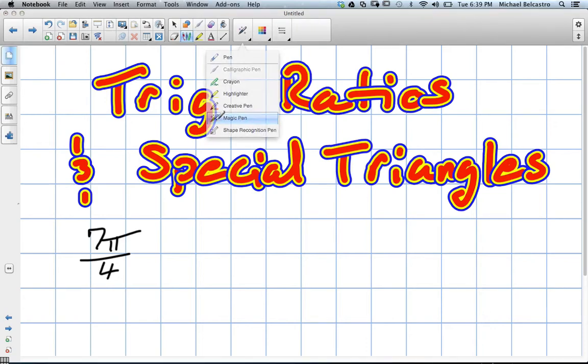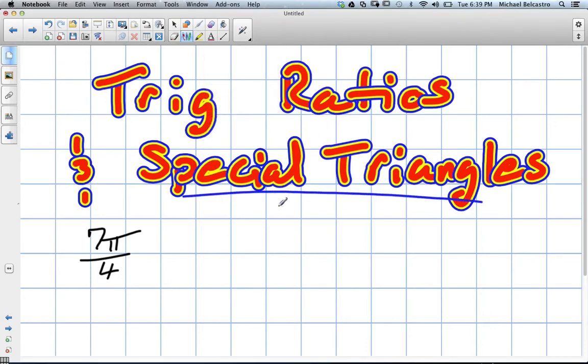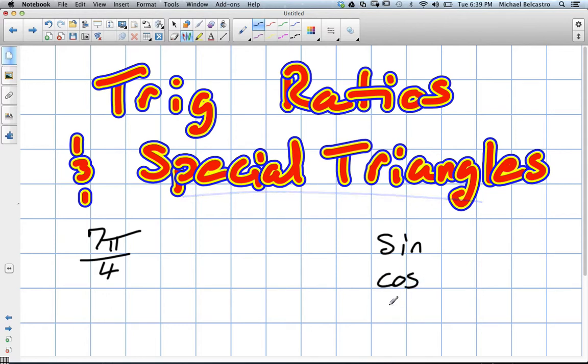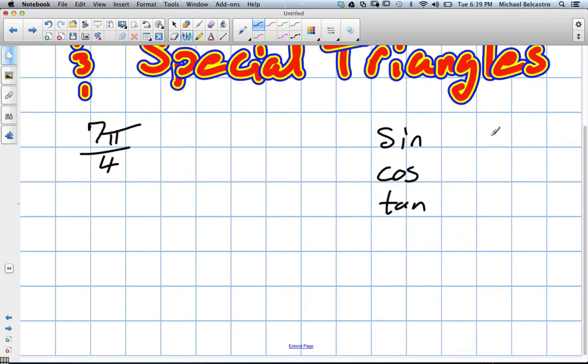So we're going to go through trig ratios and special triangles. And what we're going to try to find is our trig ratios for sine, cosine, tangent, and we could even actually put in, if we like, cosecant, secant, and cotangent, just so that we're covering all of this.